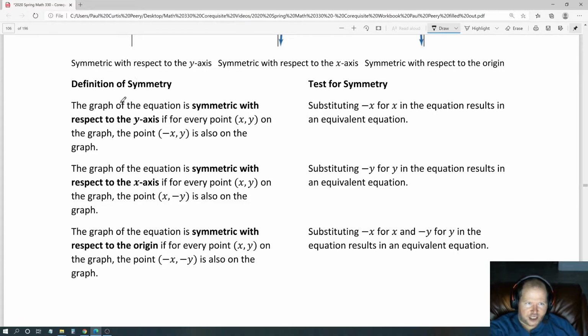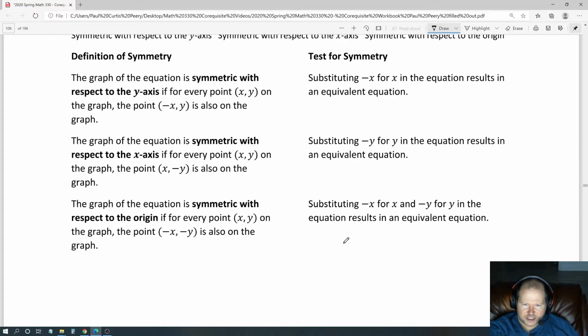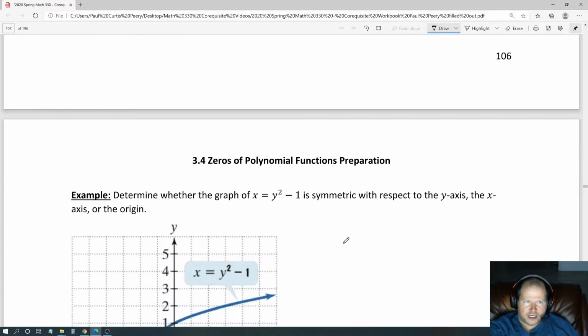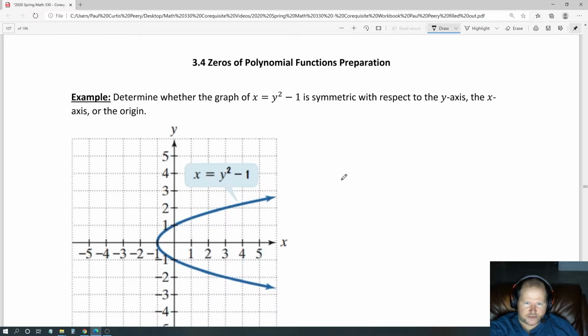So here's the definition. First we have y-axis symmetry. It says substitute negative x for x in the equation, and that results in an equivalent equation. Then we have symmetric with respect to the x-axis. What we do is substitute a negative y in for y in the equation, and it results in an equivalent equation. And finally, symmetric with respect to the origin: substitute negative x for x and negative y for y, and the equation results in an equivalent equation. All right, so let's try a couple of examples of this.